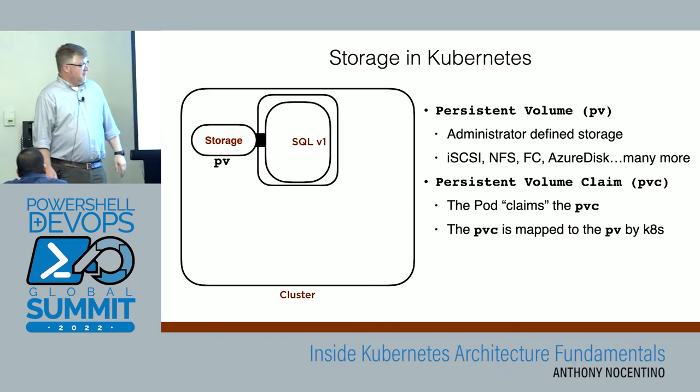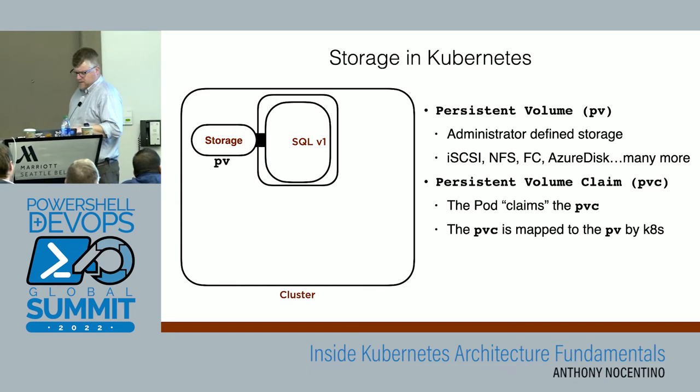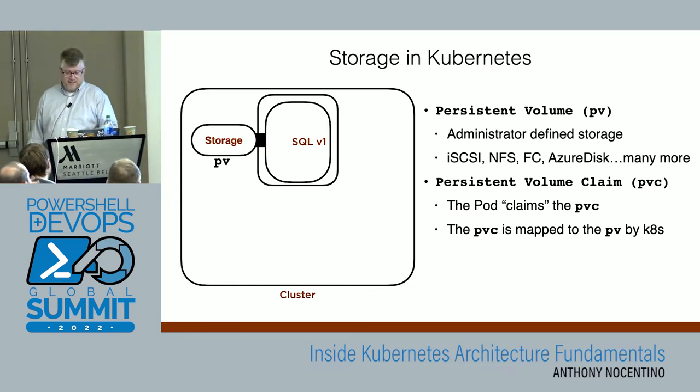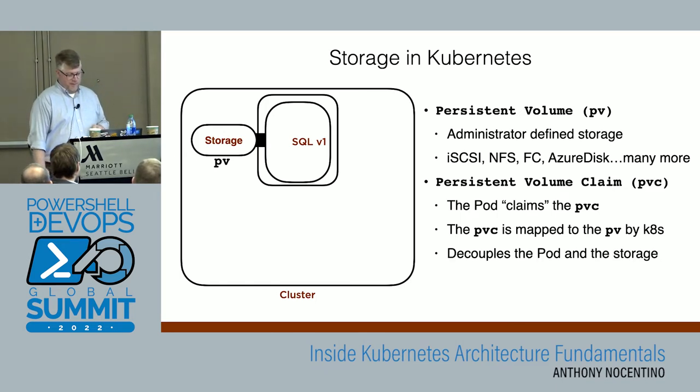And we'll look at some examples of this in a minute. The claim is what I'll have in my app tier, in my deployment. And then it says, you know what, give me some storage, Kubernetes. And Kubernetes will go and find a persistent volume that matches the storage characteristics that you want.